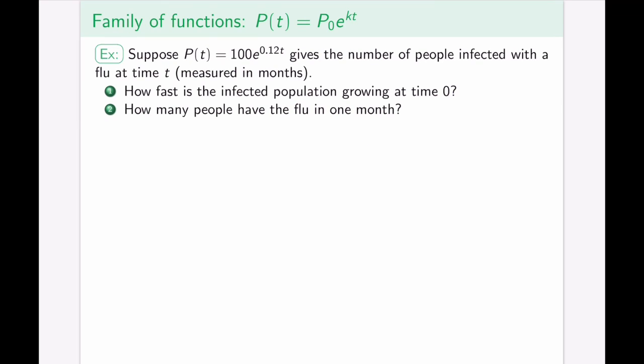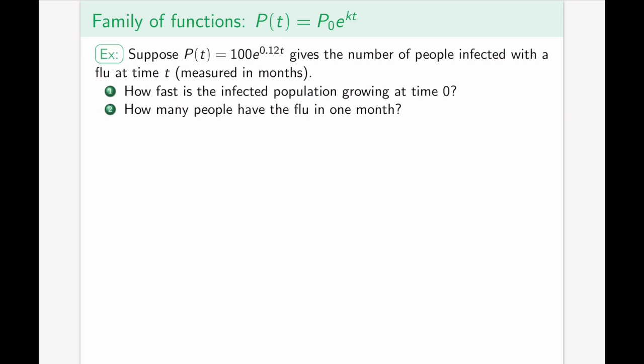Now back to applications, let's consider the growth and decay model given by a simple equation that we learned about last time. So this is an entire family of functions depending on the values of P naught and k, and in this example, we are asked to consider a specific example of 100e to the power 0.12t, where that model describes the number of people infected with the flu at a particular time t. And then we're asked two different questions about it. How fast is the infected population growing right at the beginning of the epidemic? And how many people have the flu in 1 month?